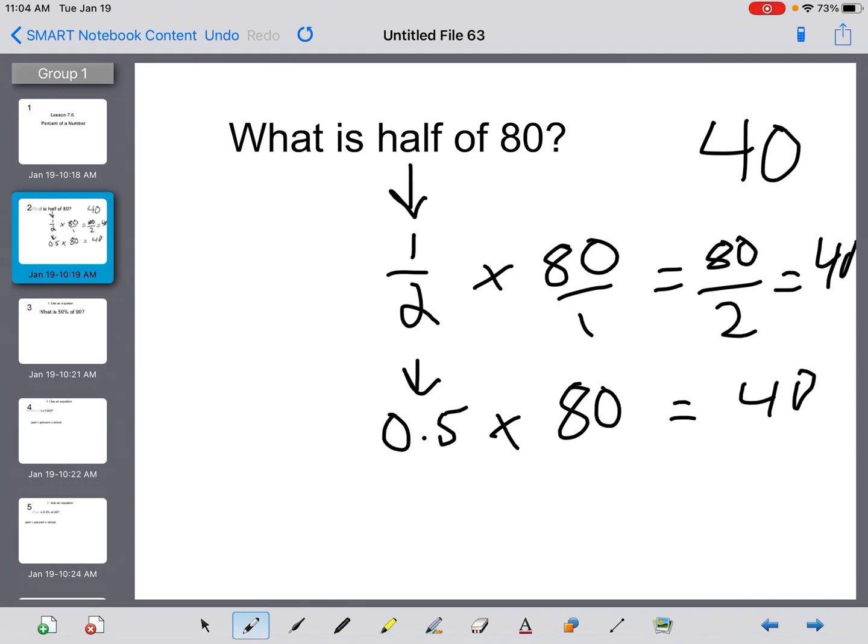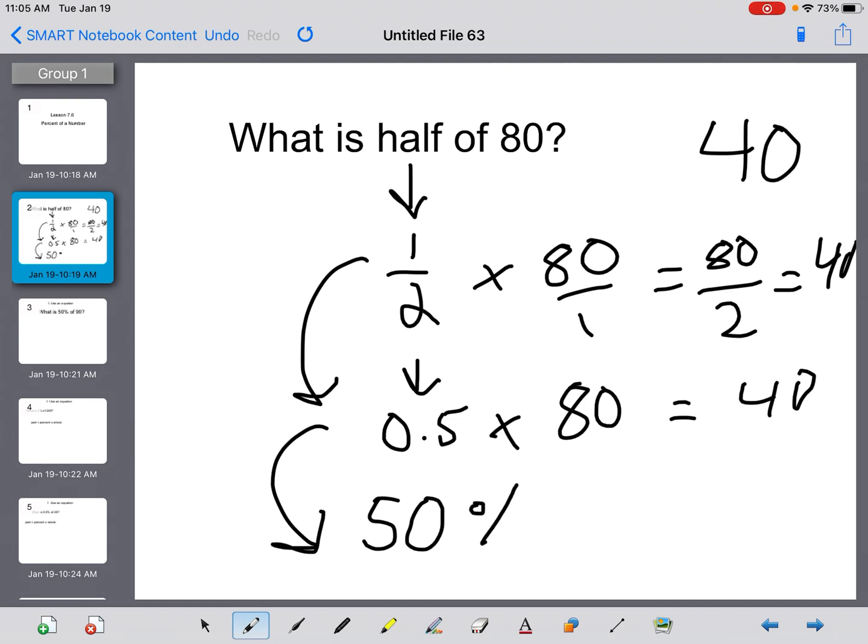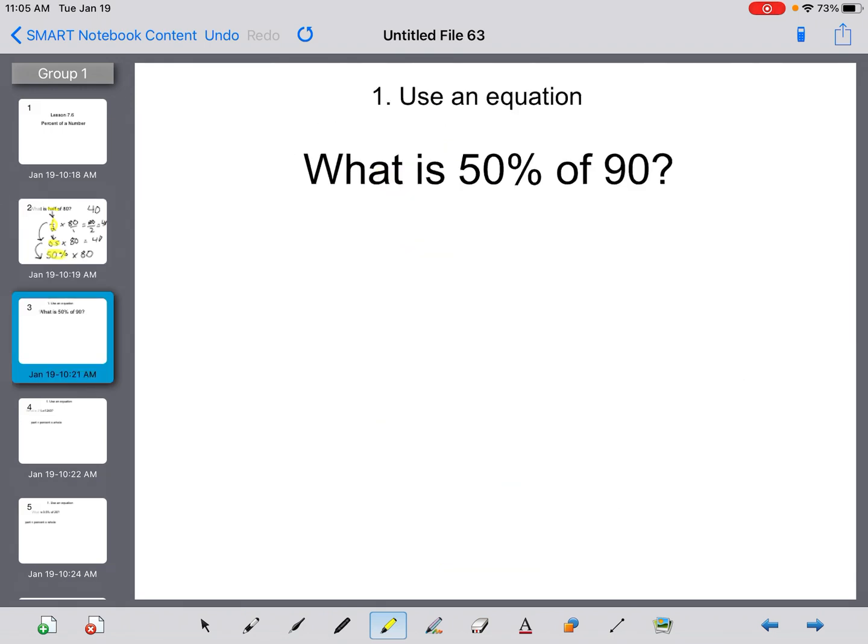But then remember, in this unit, we've been talking about how fractions and decimals connect, but then how fractions and decimals also connect to percentages. So another way I can do that is I can do this. What is 50% of 80? I want you to sort of see how all of these words are connected. So we have half, which we can write as a fraction, which we can write as a decimal, which we can write as a percent. So we can end up with this type of question. What is 50% of 90?